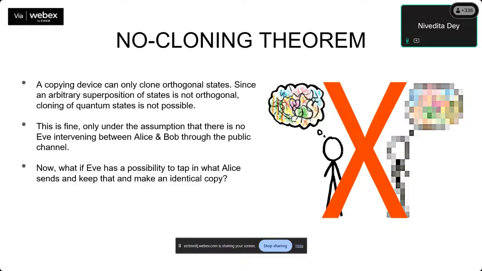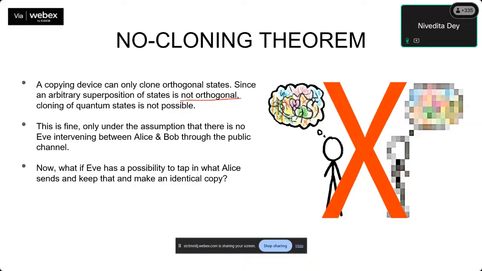But in the real scenario, of course, the no-cloning theorem will be supported. A copying device can only clone orthogonal states. Since an arbitrary superposition of states is not orthogonal, as we have seen, only identical and orthogonal states can be cloned. So that means here also they cannot clone any of the data. And secondly, this is only on the assumption that there is no intrusion of Eve in between. But if there is some intrusion, then what to do? That is not yet defined here.